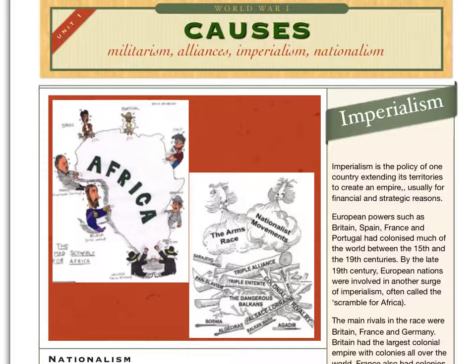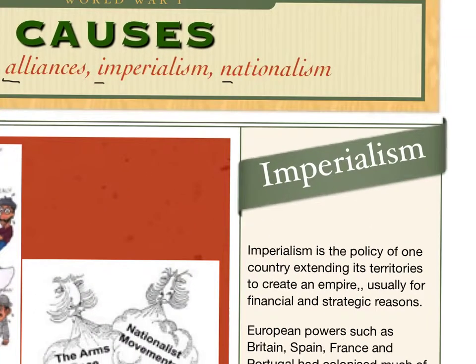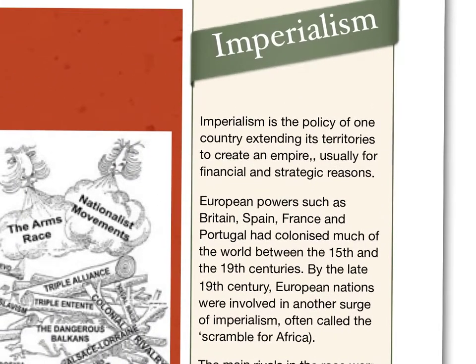So we use an acronym to help us remember what those main causes were, and that acronym is the word MAIN. So the acronym comes from the M from militarism, the A from alliances, the I from imperialism, and the N for nationalism. So what we're going to do is we're going to scroll over here and have a look at imperialism.